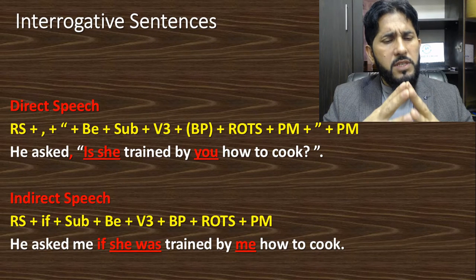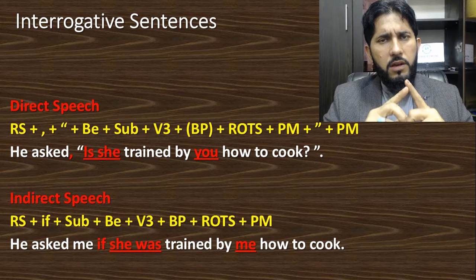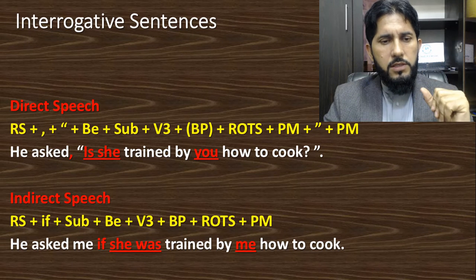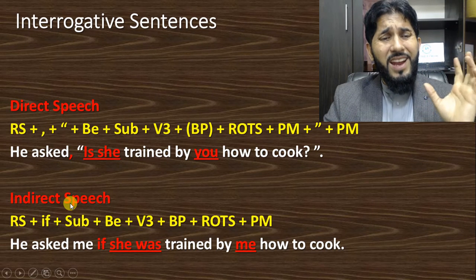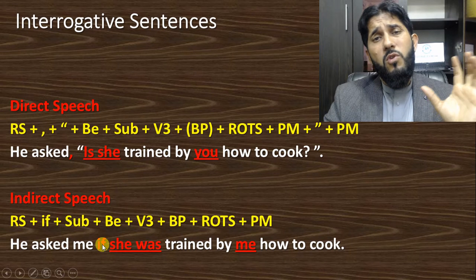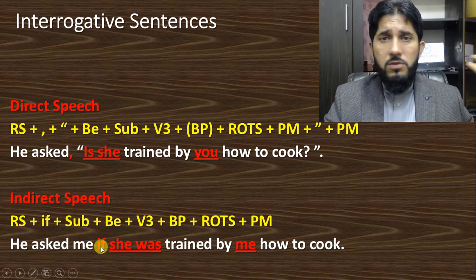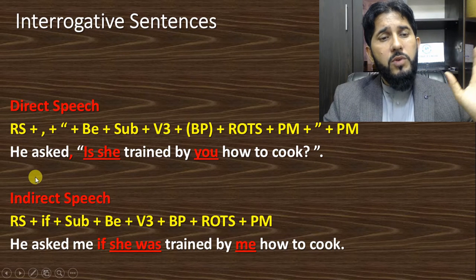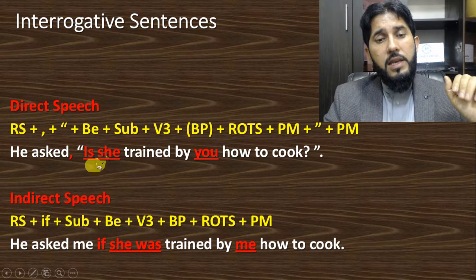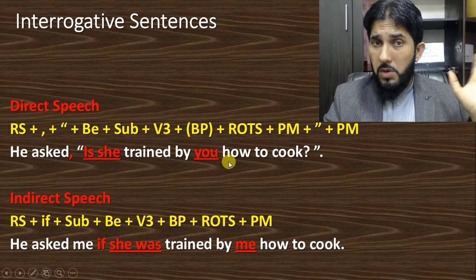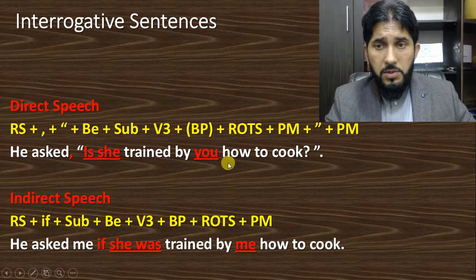For interrogative sentences, the only thing that you need to know is, instead of the conjunction that in indirect speech, you use if or whether. So it's up to you. If is more common, so you can use if, or you can use whether. This is not a problem. So now look at the example. He asked, is she trained by you how to cook?